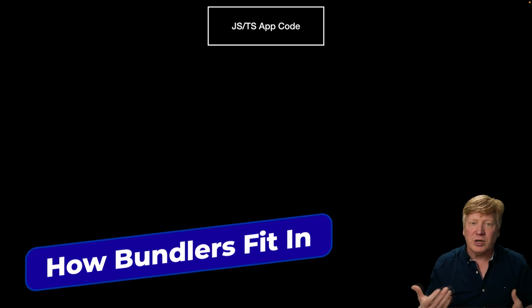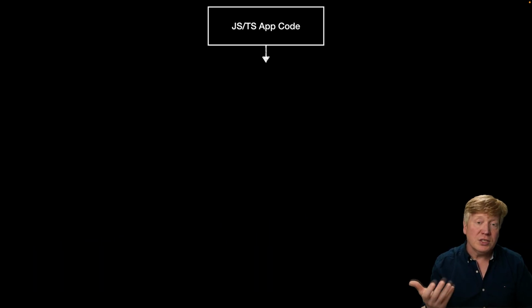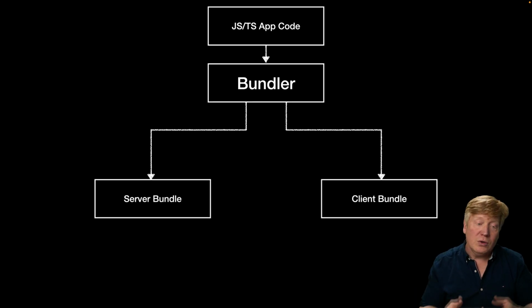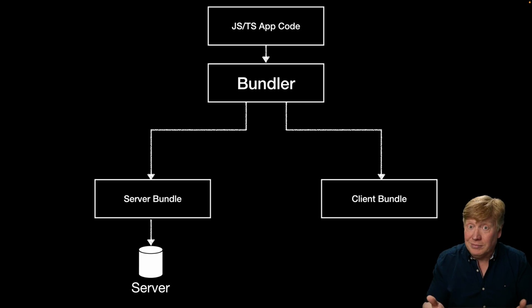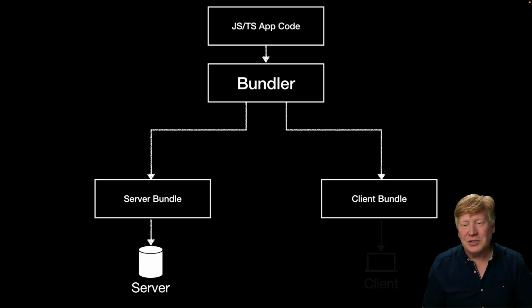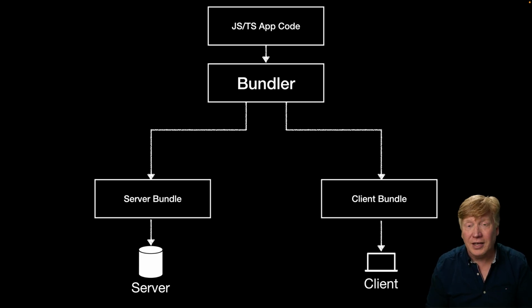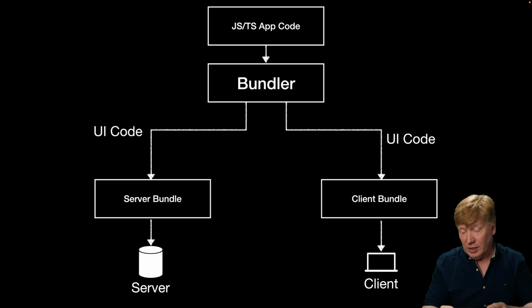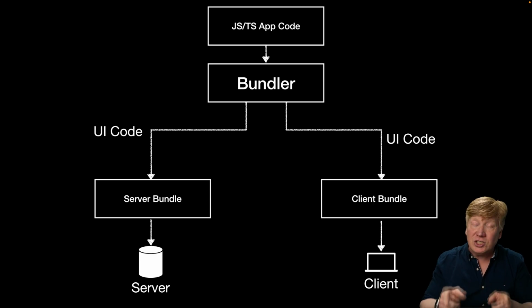So how does this actually happen? Let's start with our JavaScript or TypeScript application code. That goes into a bundler. And the bundler in turn creates two different bundles. One is for the server that gets run on the server, and another is for the client that gets run on the client. So why does it do this? Why are there two different bundles? Well, it's important to understand what code goes where. For example, UI code, in our case with isomorphic frameworks like Qwik, like Solid, like React, the UI code actually goes into both bundles.